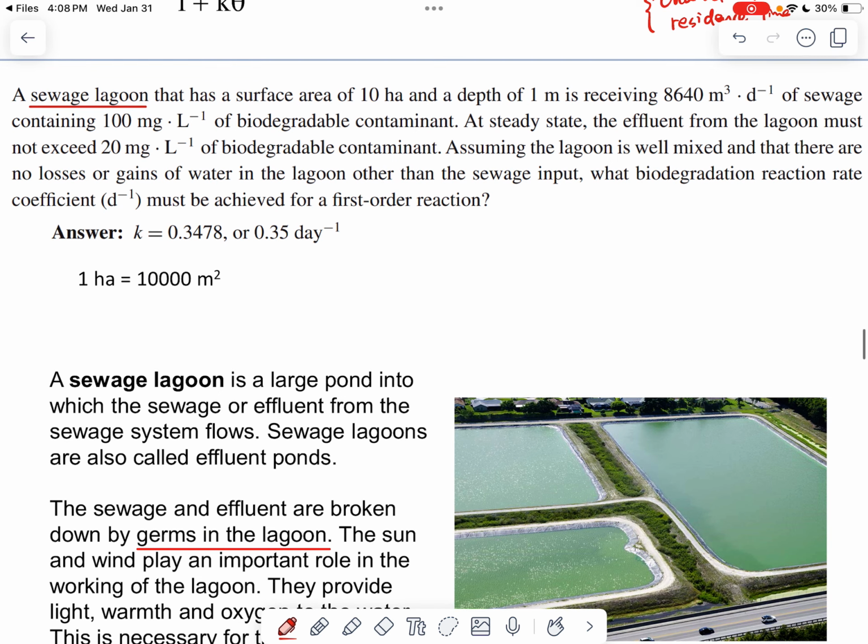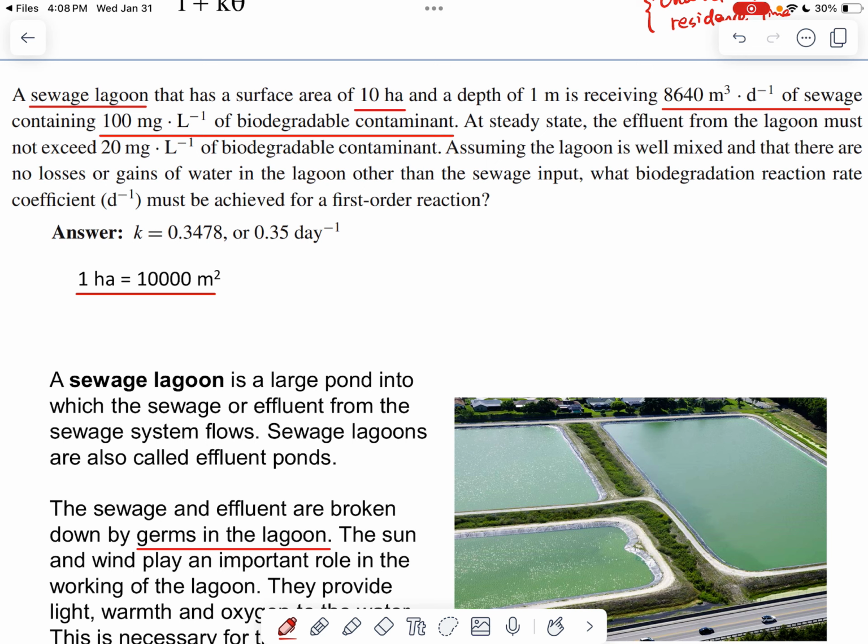So this example problem is actually talking about this design here. We have a sewage lagoon that has a surface area of 10 hectare. Hectare is a unit for area. So 1 hectare is 10,000 meters squared. It has a depth of 1 meter, and this is receiving this amount of sewage, right, at a certain flow rate. And this is containing 100 milligram per liter of the biodegradable contaminant. So this can be some organics or organic pollutants.